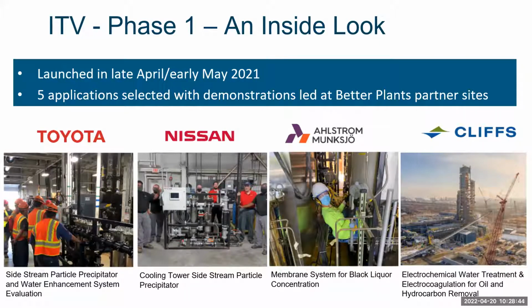The membrane system one listed there is kind of an interesting electrification play. It's using membranes to concentrate black liquor before sending it to the evaporators, and then the evaporators will use less energy because the black liquor will be coming at a much more concentrated level. And then the final ones, other folks are going to talk about later on in this presentation, at least one of them.